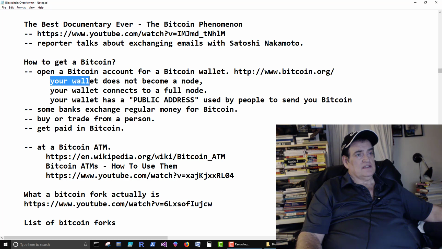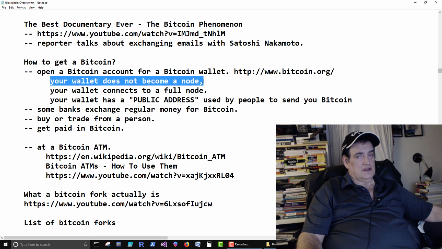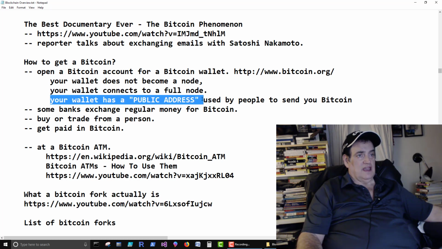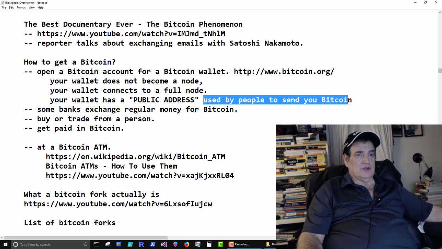So your wallet does not come with a node. We haven't talked about those yet. Your wallet connects to a full node. Your wallet has a public address used by people to send you Bitcoin. Okay.